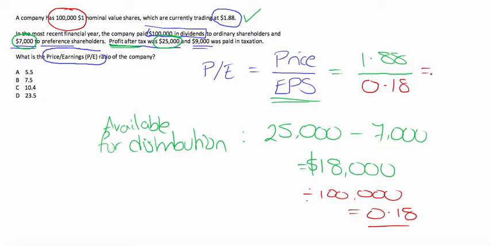And so if we take 1.88, the share price, divide it by 0.18, the earnings per share, we get 10.4. And therefore the correct answer is C.